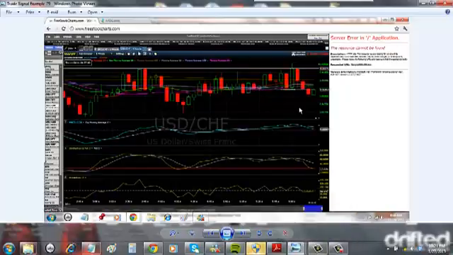So this particular trade isn't super high probability unless it's for a 5-minute trade. But even then it's not super high because of the fact that it crossed the 100.